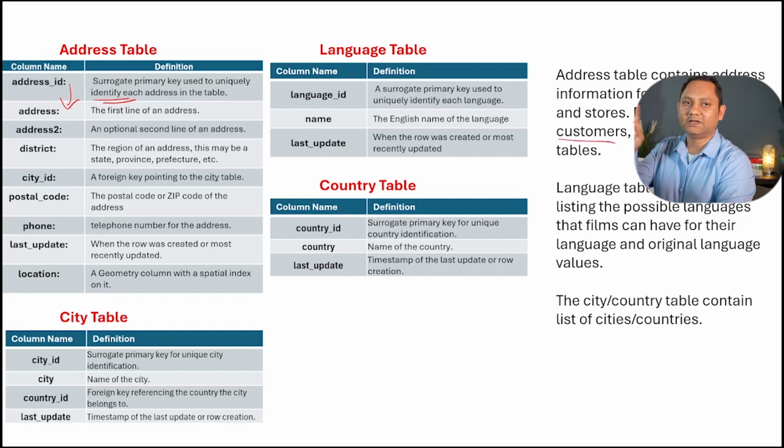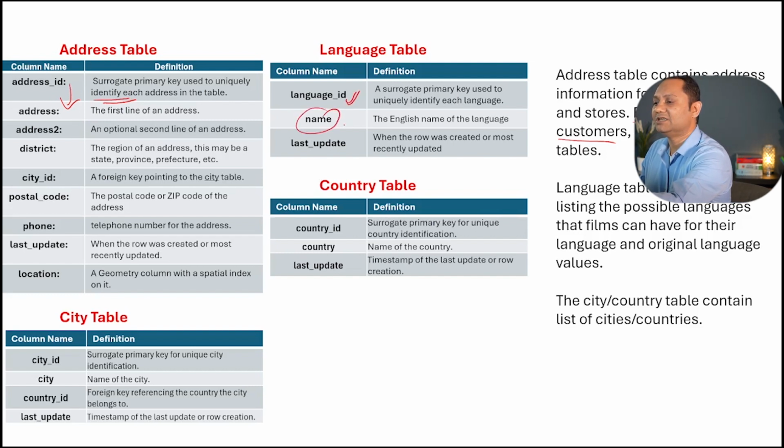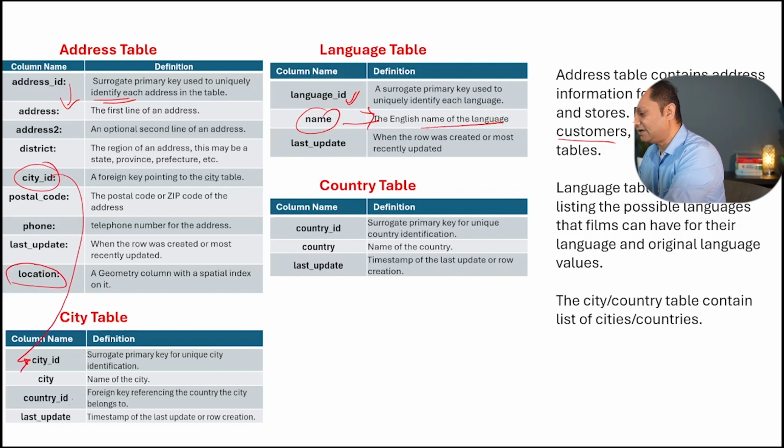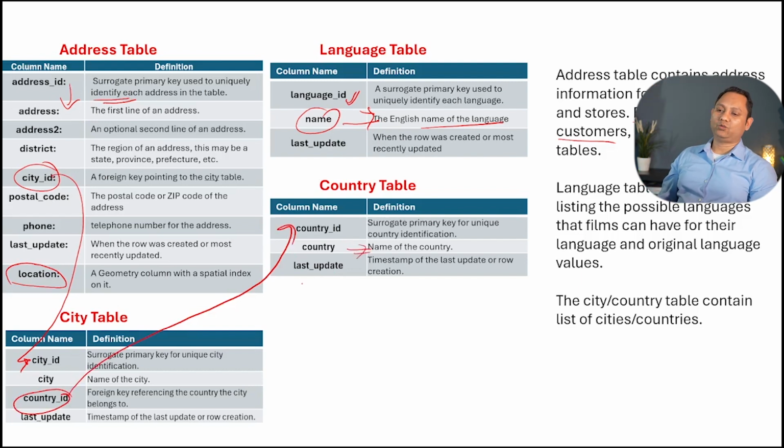Languages, we saw in the film table, there was movie language and also the original language. So there we only had the ID. Now the name of that language is here, the English name of the language. Then similarly in the address table, they have put an ID for the city, and city has the country ID, and the country ID has the country name. Coming back to the question, when you think, why can't we have all this information in one table rather than having it in different tables?